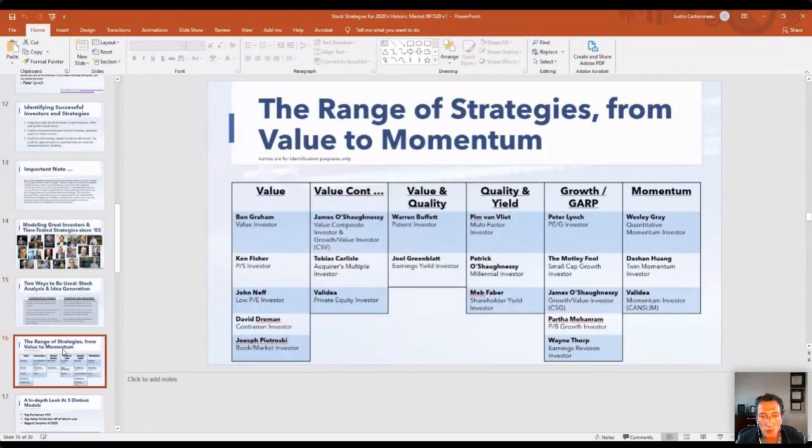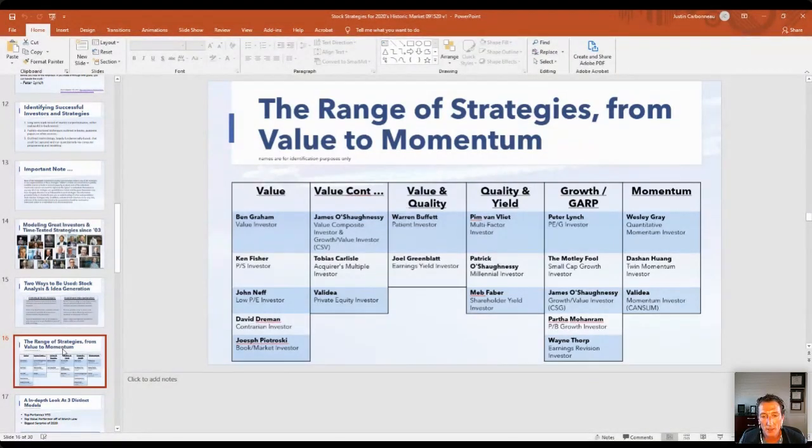These strategies can really be broken out into what I'm going to call 4 or 5 different categories. We obviously run a lot of value strategies. So the Graham model, the Fisher-based approach, the strategy based on John Neff, David Dreman, Joseph Piotroski, James O'Shaughnessy, Tobias Carlisle, and there's a private equity investor model based on a set of research out there.